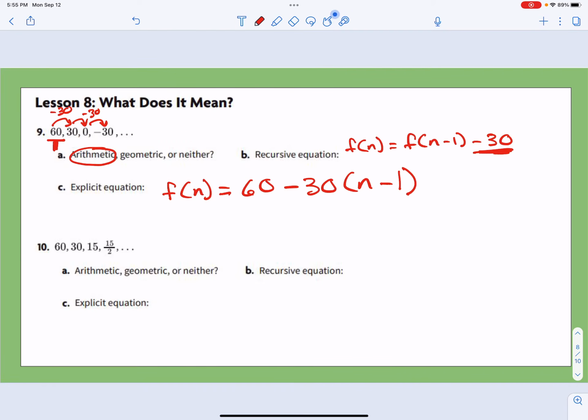Could you write it a different way? You certainly could. You could also write that it's going to be equal to, in this case, our rate of change, which was negative 30, right? Negative 30 n, and then we have to figure out where we're going to start from. So I'd have to go back this way and actually add 30 to 60 to say I'm going to start from 90. We would say plus 90. So both of those are fine ways of writing it.